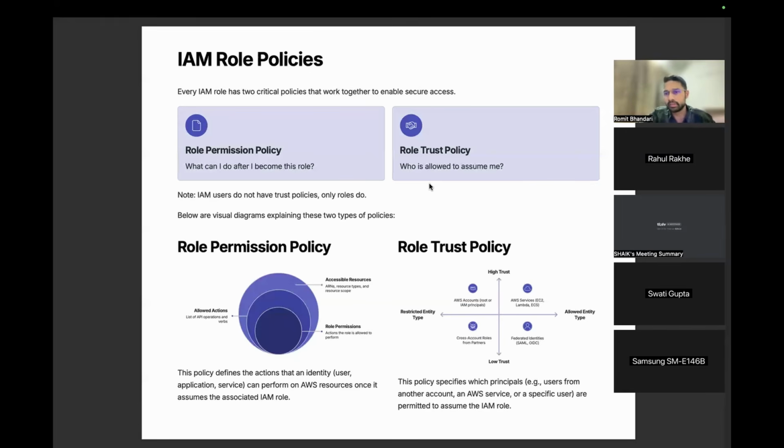It will have the different statements with principal, resource, action, etc. And then on top of that, the role trust policy should have a permission for that principal to assume that role, for that particular identity to assume that role. Only then the actual role policy will make sense.